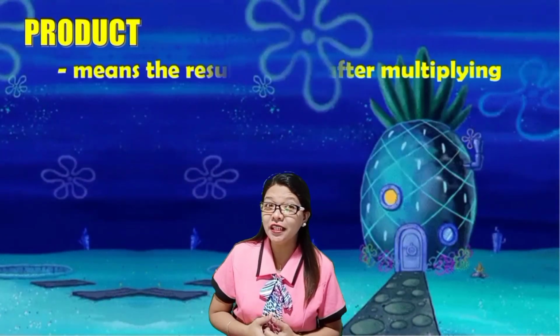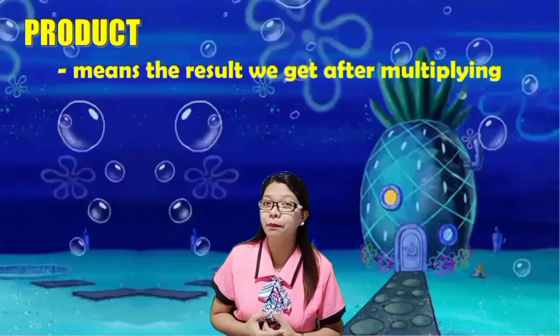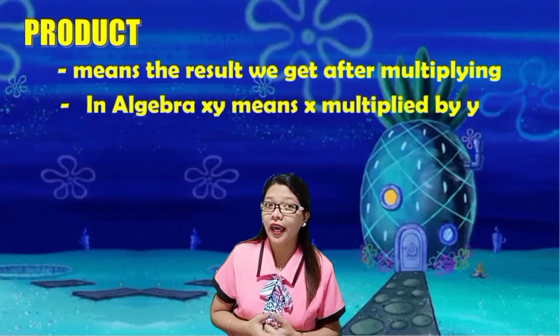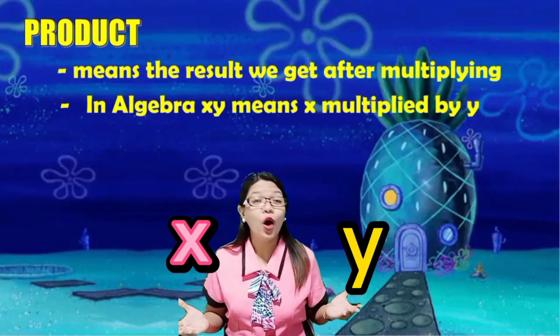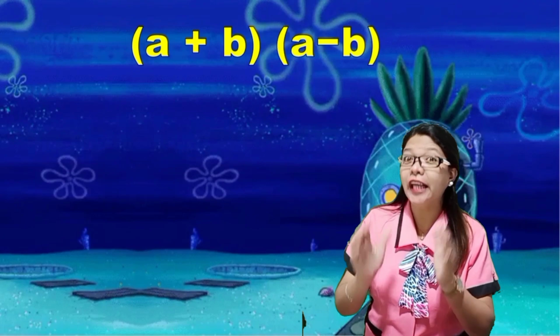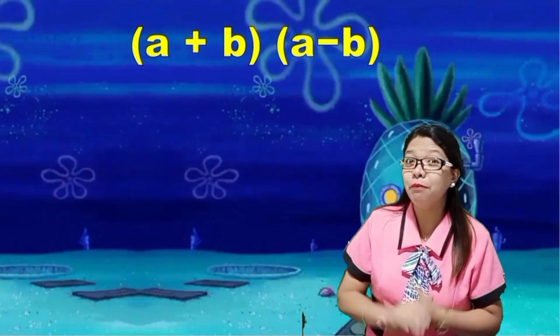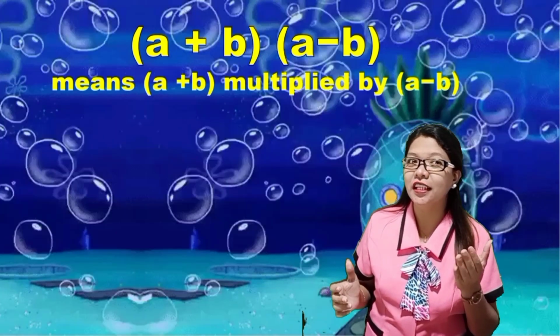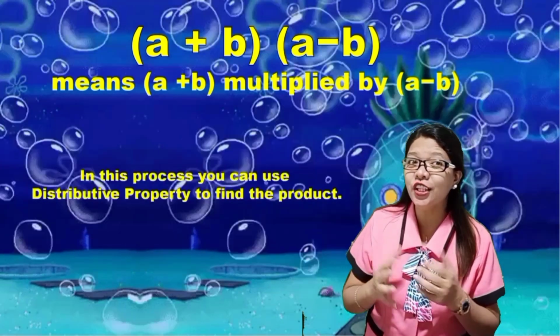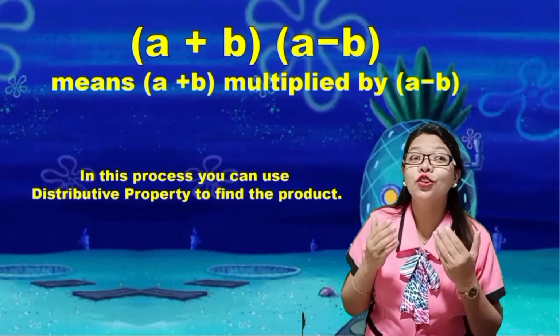Product means the result we get after multiplying. In algebra, x and y means x multiplied by y. Quantity a plus b and quantity a minus b means a plus b multiplied by a minus b. In this process, you can use distributive property to find the product.